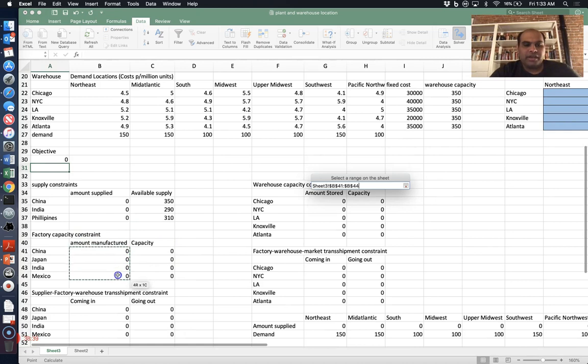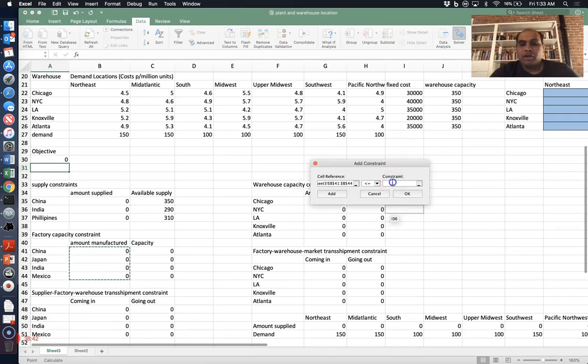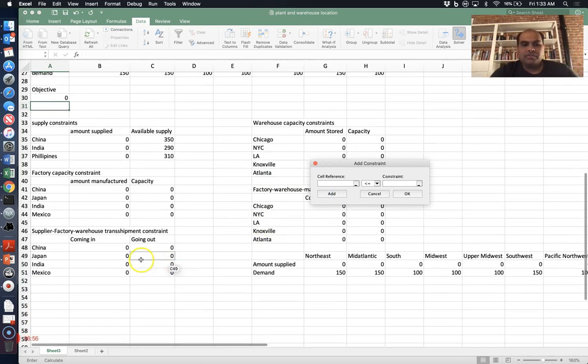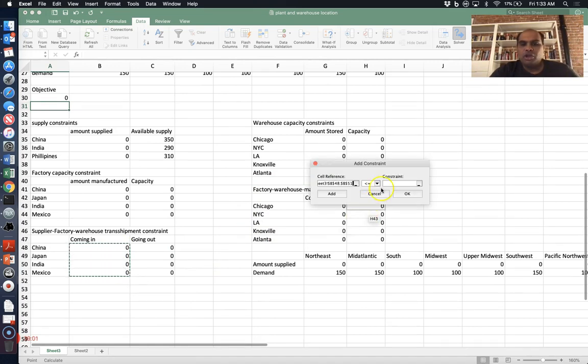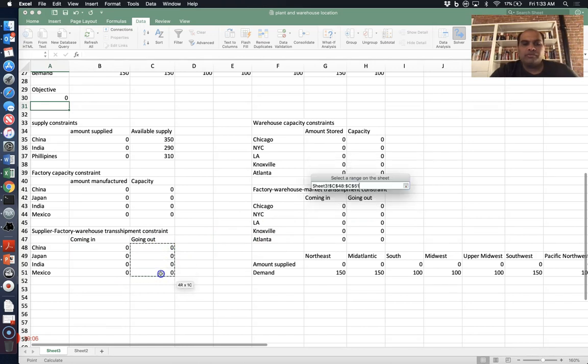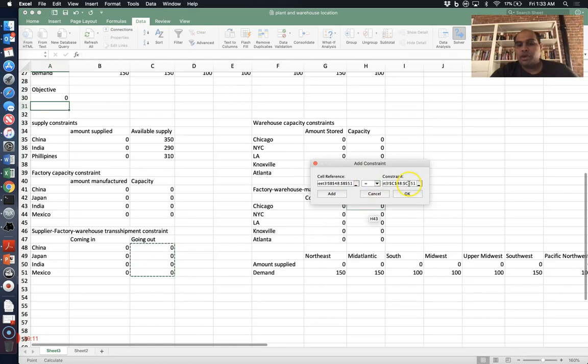Total amount manufactured at each factory again cannot exceed the capacity of the factory. So again, remember, the capacity constraint has the y variable embedded in it. So I'll click on add again. That's the second set of constraints. Let's write the third set of constraints. These are the transshipment constraints. So everything coming into the factory locations should be equal to everything going out of the factory locations. Click on add.